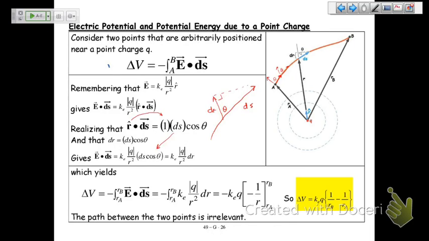So then I say, well, okay, delta V is equal to minus the integral of E dot ds, which equals minus the integral of Ke q over R squared dr. I know how to do that. It's going to be minus Keq times minus 1 over R. And so for my two integral points, it's Keq times 1 over Rb minus 1 over Ra, the final radius minus the initial radius.